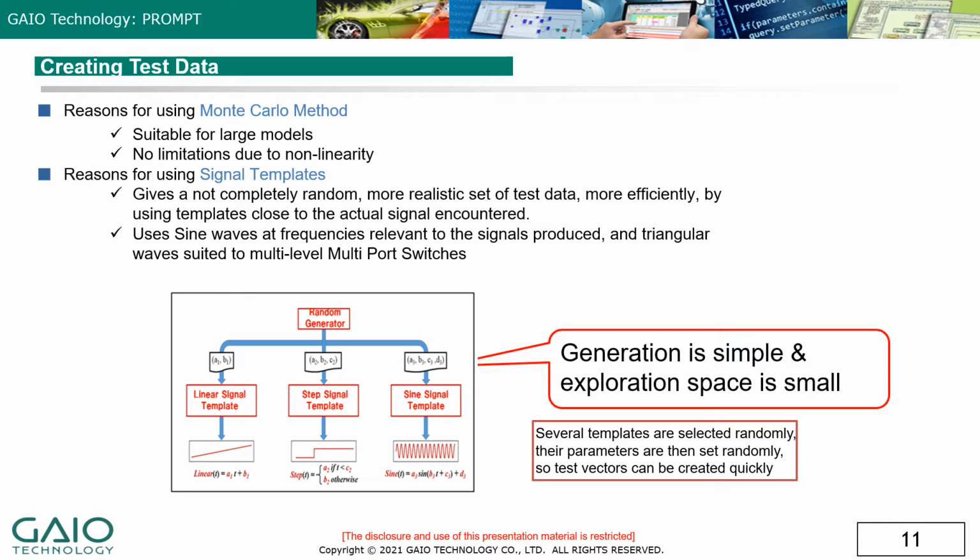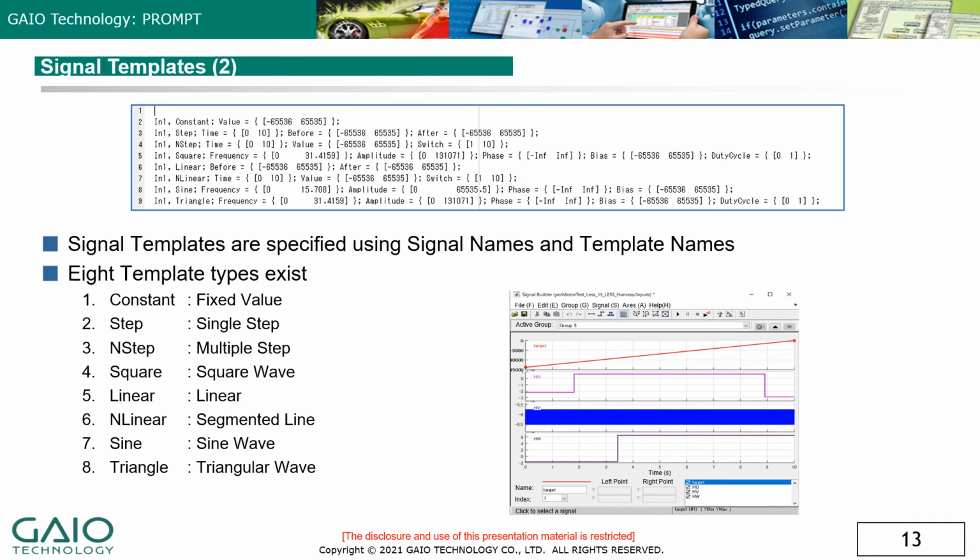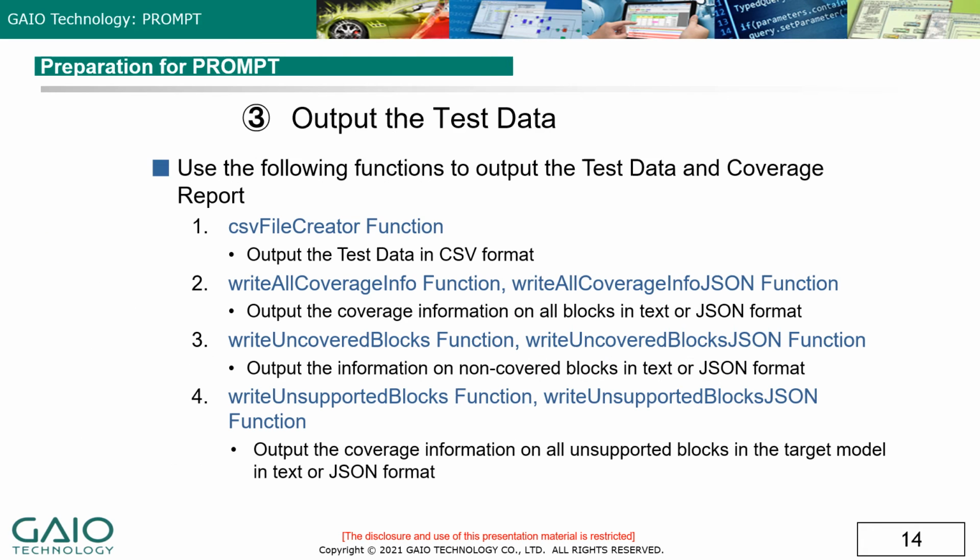The Monte Carlo method is used due to its suitability for large model systems and its lack of limitations. Signal templates, however, allow the user to direct the test data to more closely resemble the actual inputs of the system. Signal templates can be generated automatically, or the engine can reuse the templates from a previous test. 8 different types of signal template are defined.